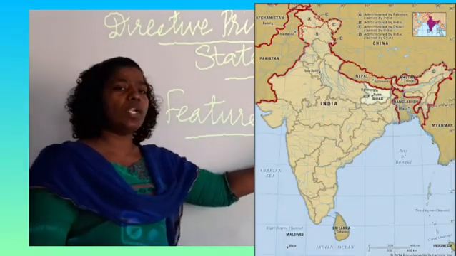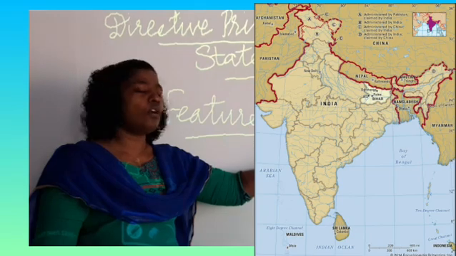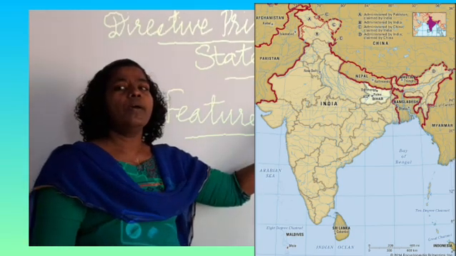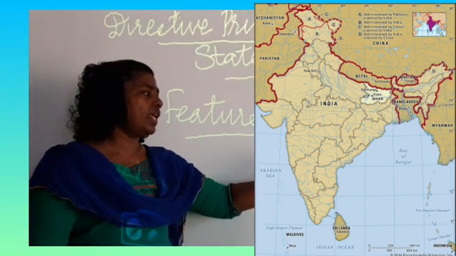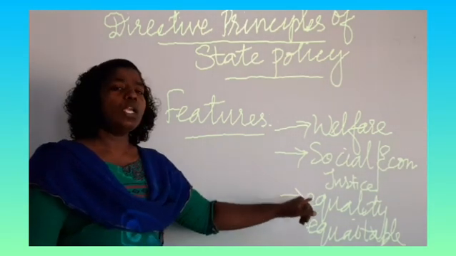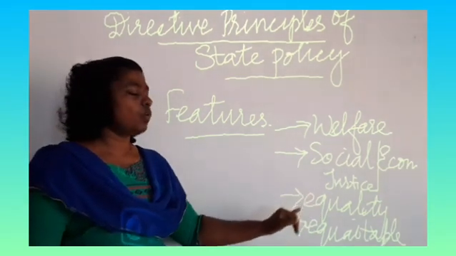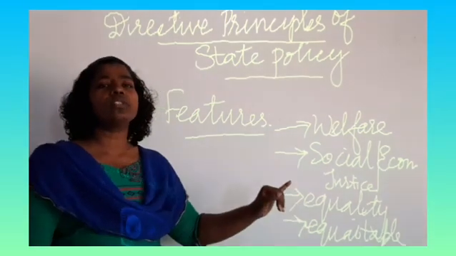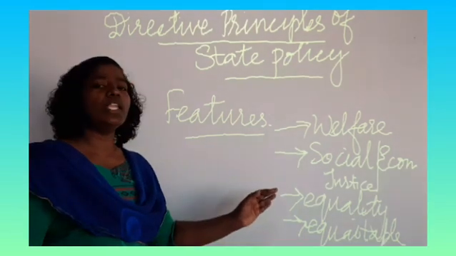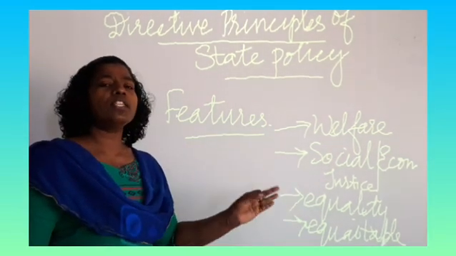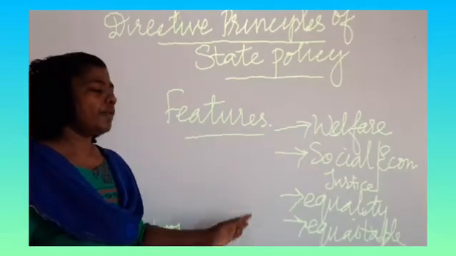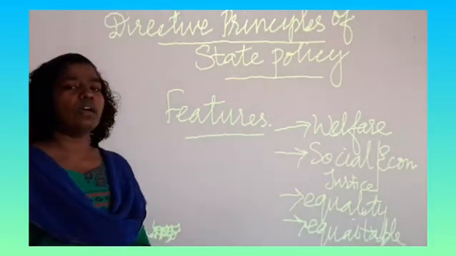What are they? The first one is to make the welfare state of India. The government should provide for the welfare of the people of India. Second is social and economic justice to all the citizens of India. The third is equality: people should be treated equally. And fourth, equitable distribution: the resources or wealth of India should be shared equally among the people and used for the common good of the people of India. That's what the features talk about.